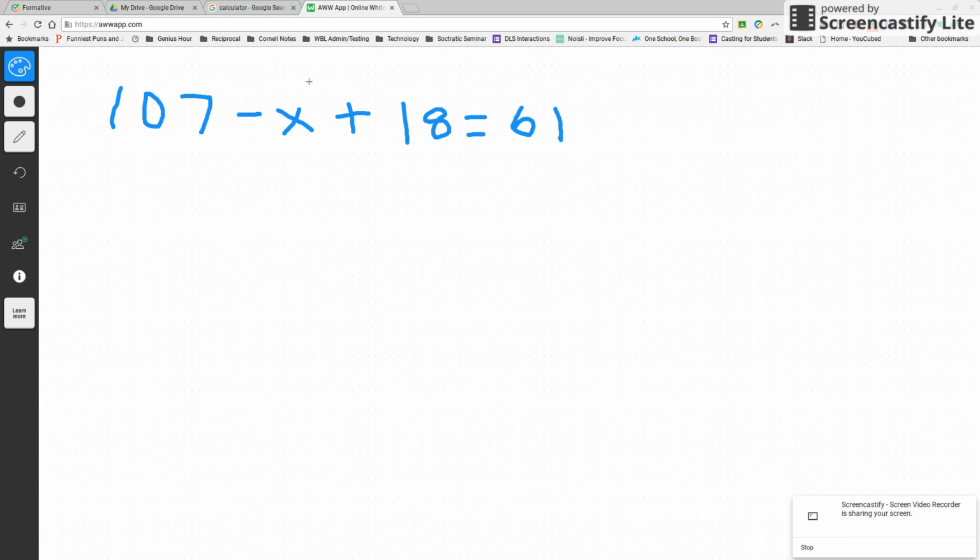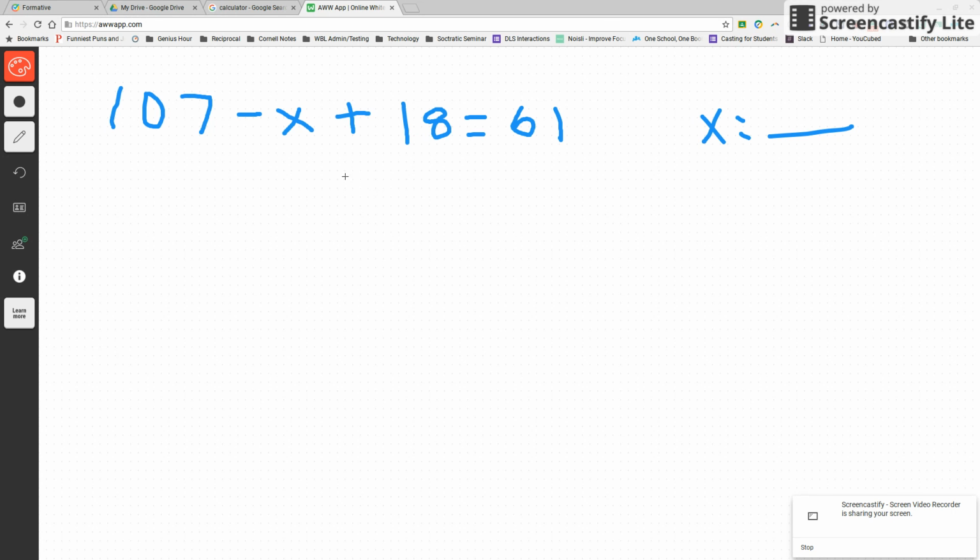All right, here's our next equation. It says 107 minus x plus 18 equals 61. That means we're trying to figure out what is x. All right, well, let's get rolling. We can do a couple of different things, okay? Now, I could take 107. I could take x and move it to the other side, or I could skip over it and do the 18. It really doesn't matter.